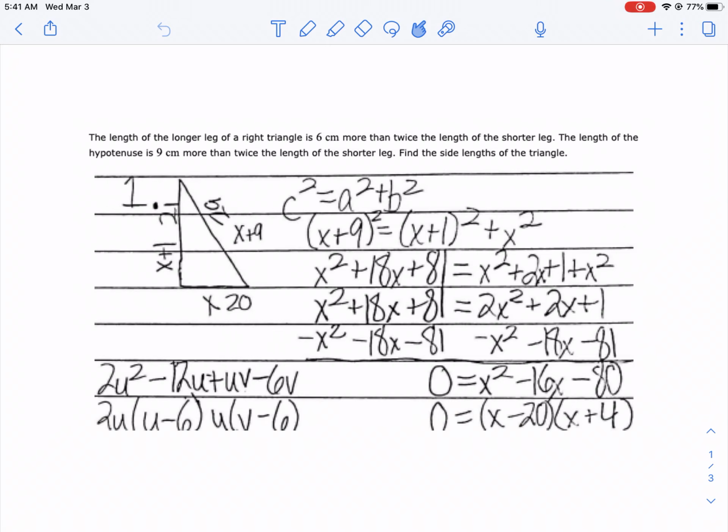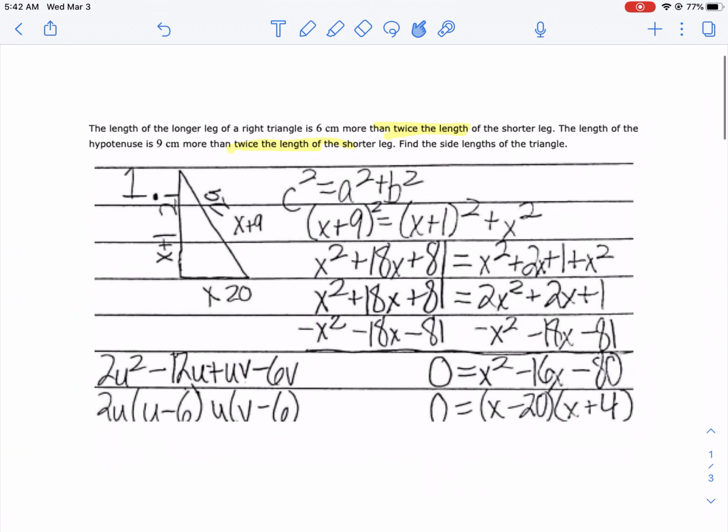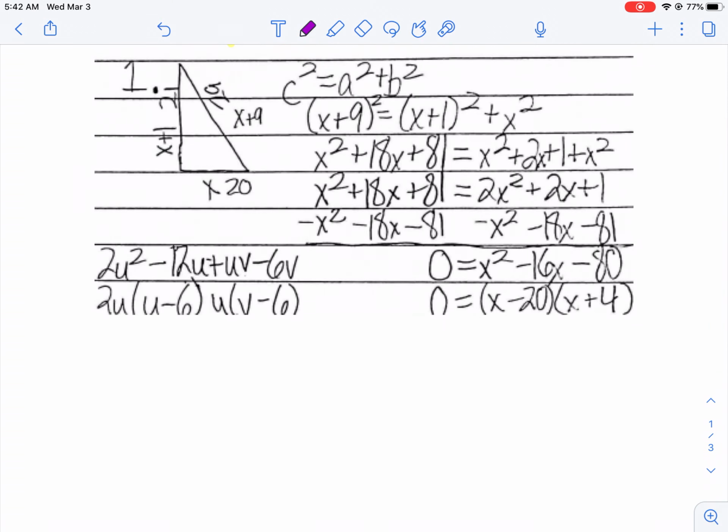Hello, let's take a look at your MT3 LT4 affirmation. You're doing problem number one mostly correct, but I don't think you're reading it correctly. It says the length of the longer leg of a right triangle is 6 centimeters more than twice the length. You didn't include that in your model. And the length of the hypotenuse is 9 centimeters more than twice the length of the shorter leg. That's the problem we have here, not anything else.